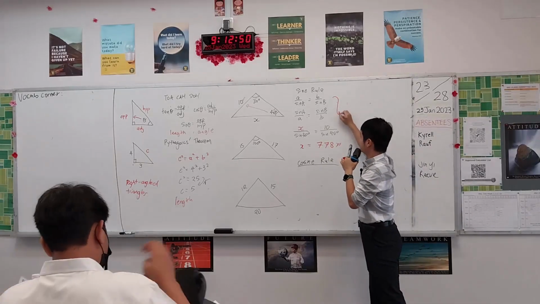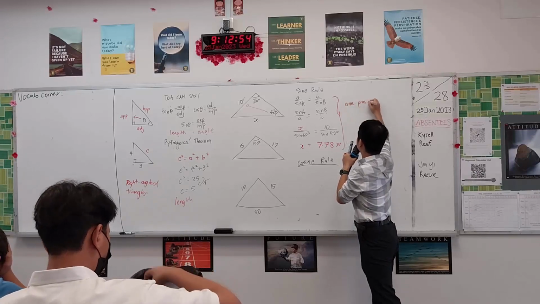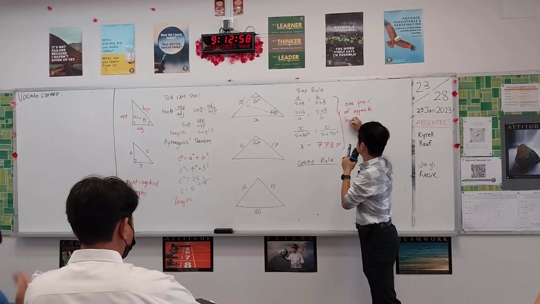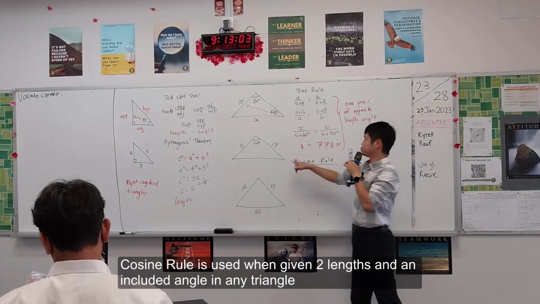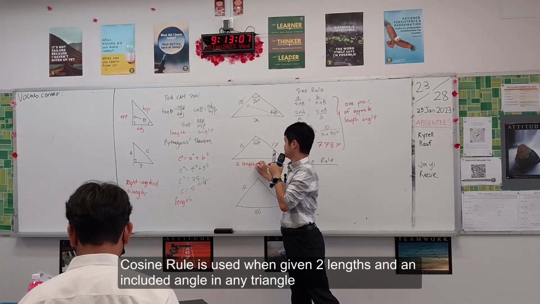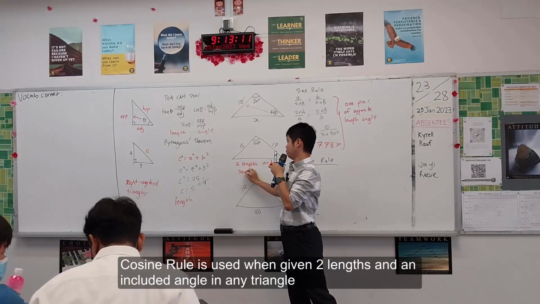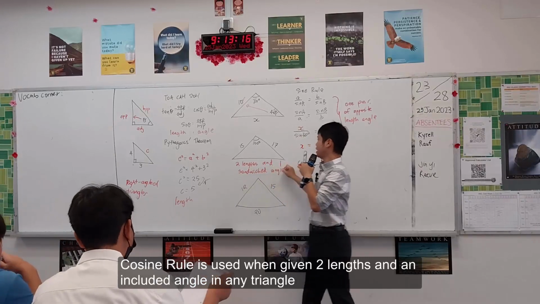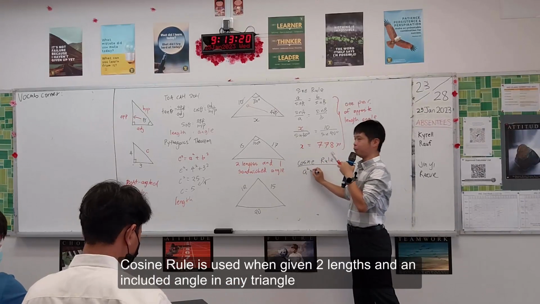Sine rule is used when we have one pair of opposite length and angle. Cosine rule is used when we have two lengths and one sandwich angle, or we also call it included angle. Okay, we have two lengths and one sandwich angle. We will apply the cosine rule, which is given during exam again.